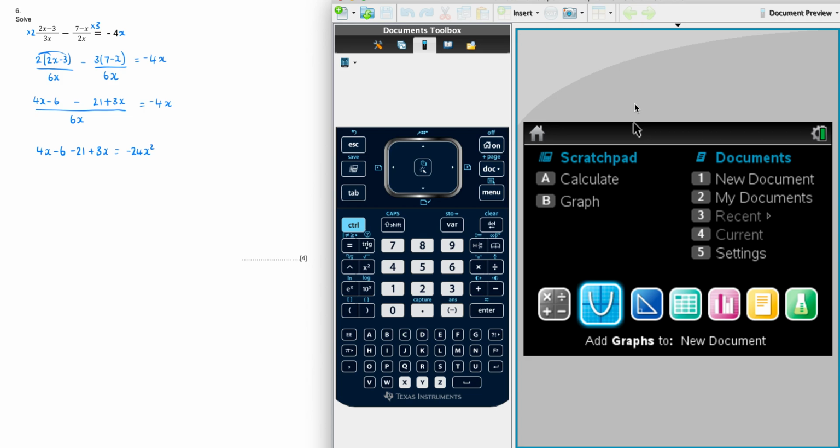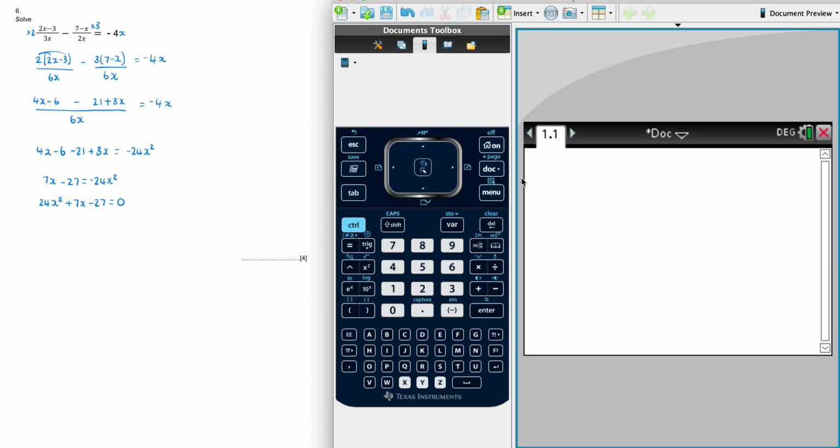Then I can simplify the left-hand side. So that's going to give me 7x minus 27 is equal to minus 24x squared. And then if I take the 24x squared over to the other side to keep it positive, 24x squared plus 7x minus 27 equals 0. And we know that we need to get a quadratic equal to 0 in order to solve it.